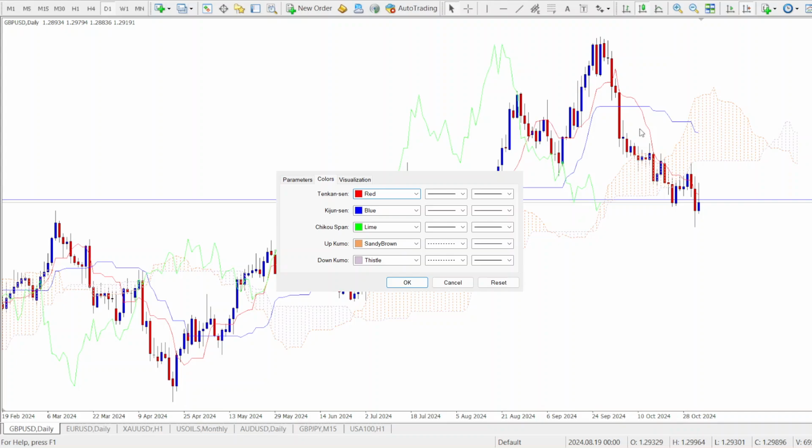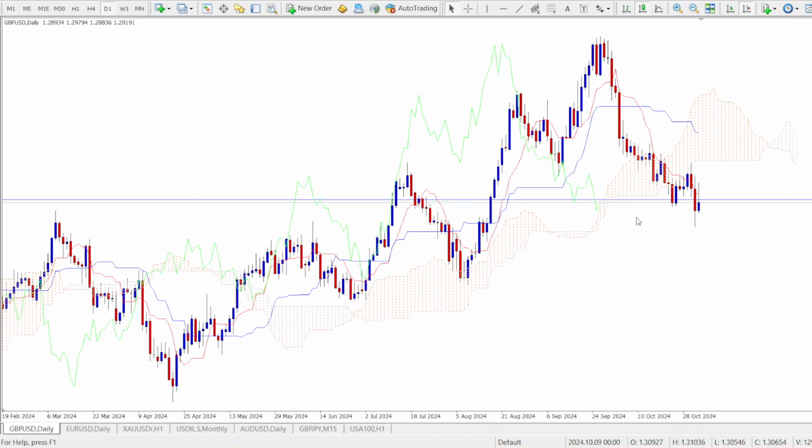We can see the Tenkan-Sen is the red line, the Kijun-Sen is the blue line, the Chikou Span is the lime line. Then we have the Kumo Cloud. This stuff here is the Kumo Cloud. Then the up Kumo is the one that has this sandy brown color. Then the down Kumo is the one that has this hazel color, right? So basically that is it. Now, all these components work together to give us a comprehensive view of the market.